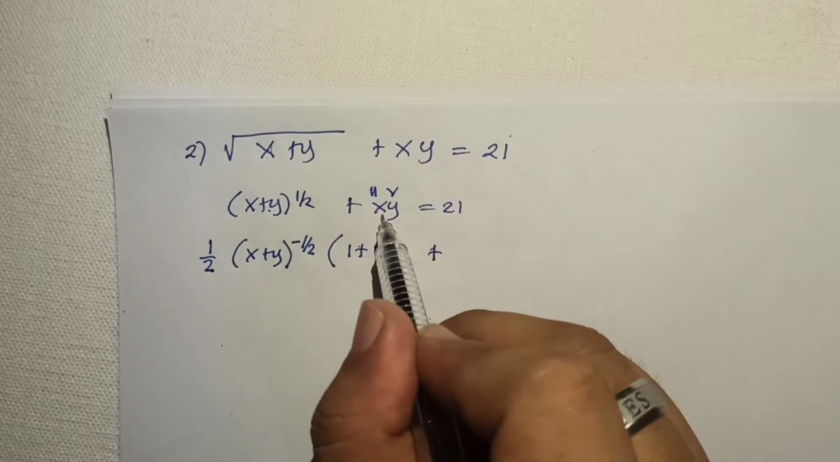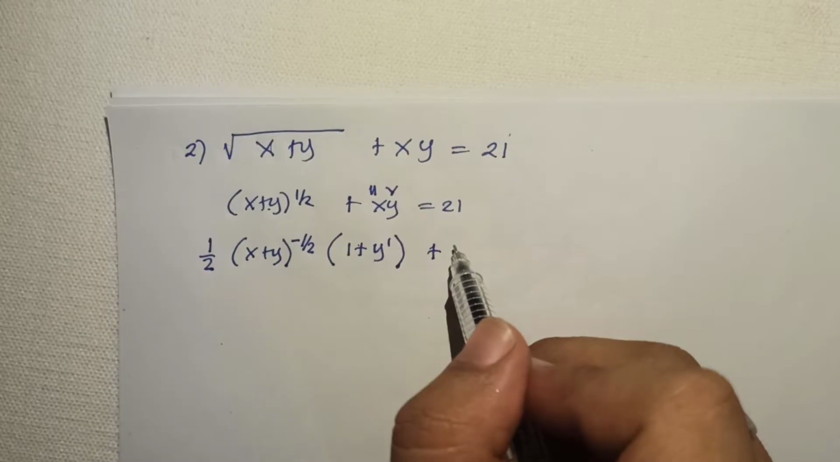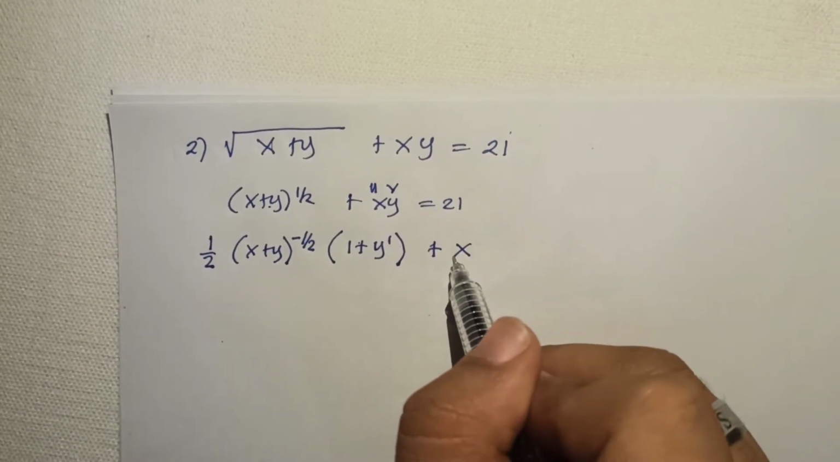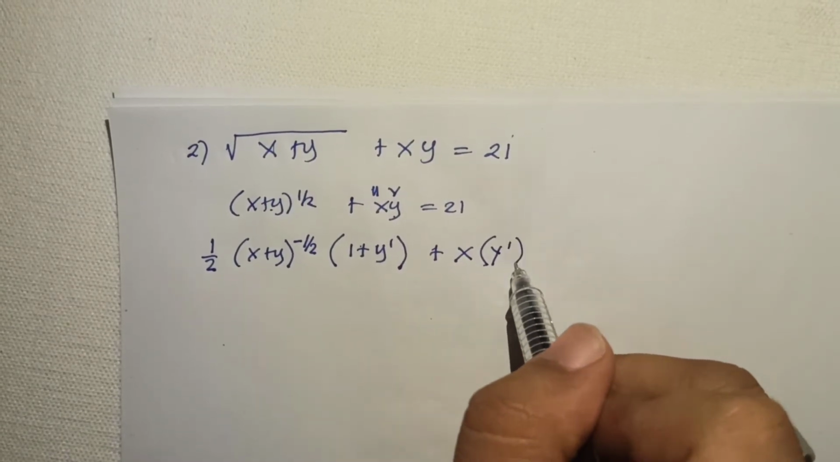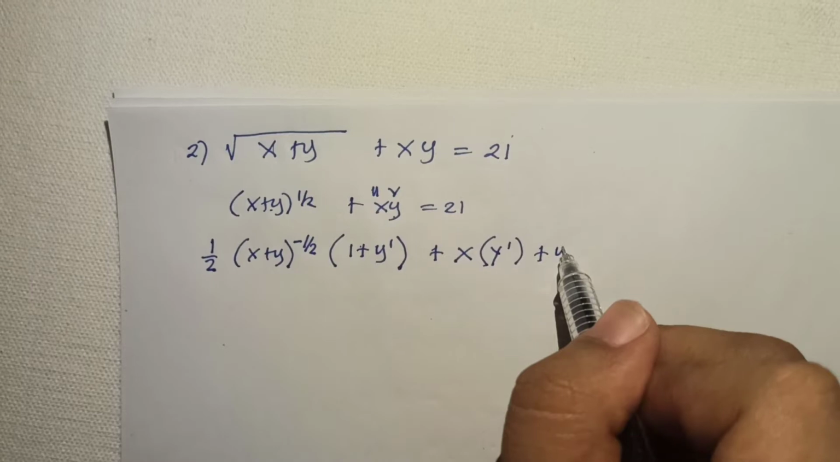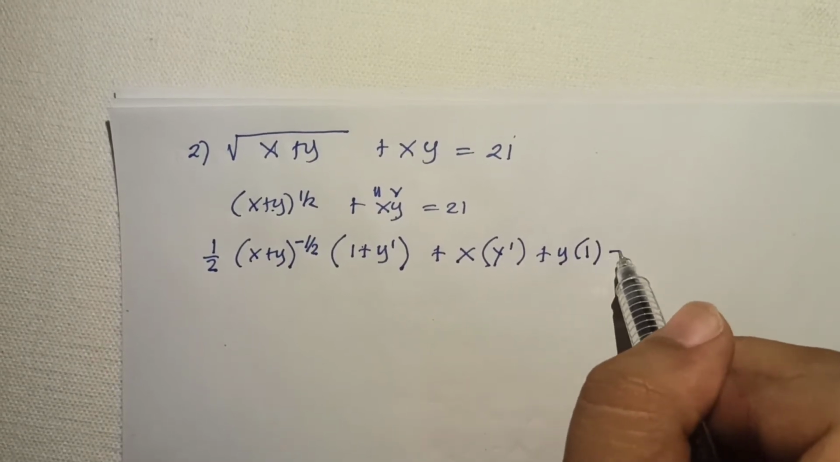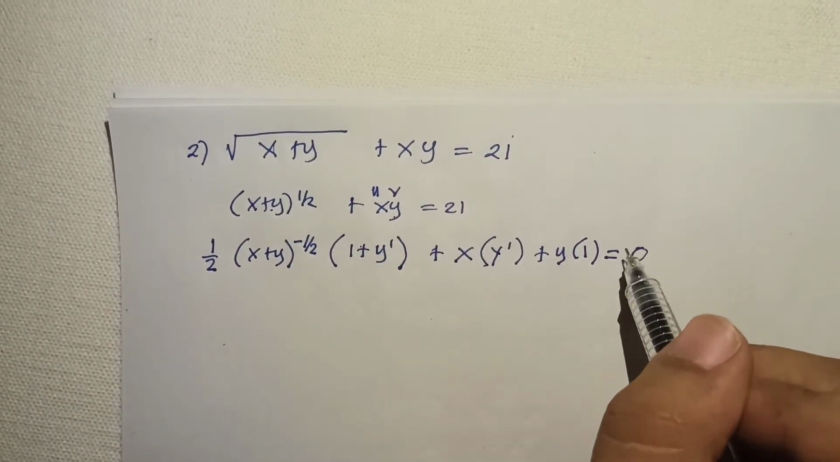Plus, and this is the product, that is u dv plus v du over dx. So therefore, we have x times the derivative of v, which is y prime, plus y copy, and the derivative of x, that is equal to 1, equated to the derivative of a constant, which is equal to 0.